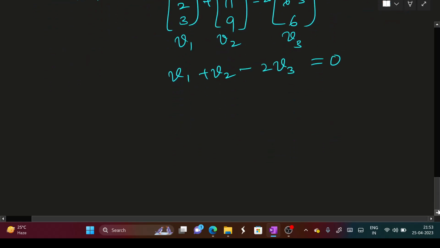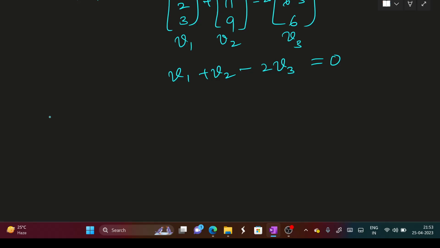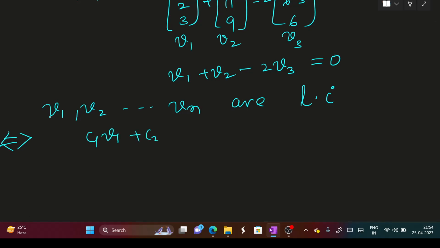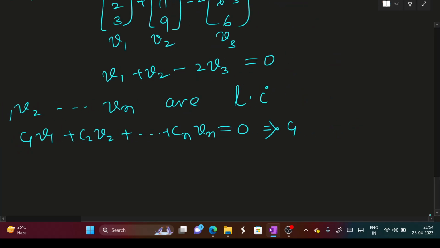So another definition of linearly independent, that is, V1, V2 and so on, Vn are linearly independent if and only if C1 V1 plus C2 V2 and so on plus Cn Vn is equal to 0 implies C1 is equal to C2 and so on is equal to Cn, all are 0.